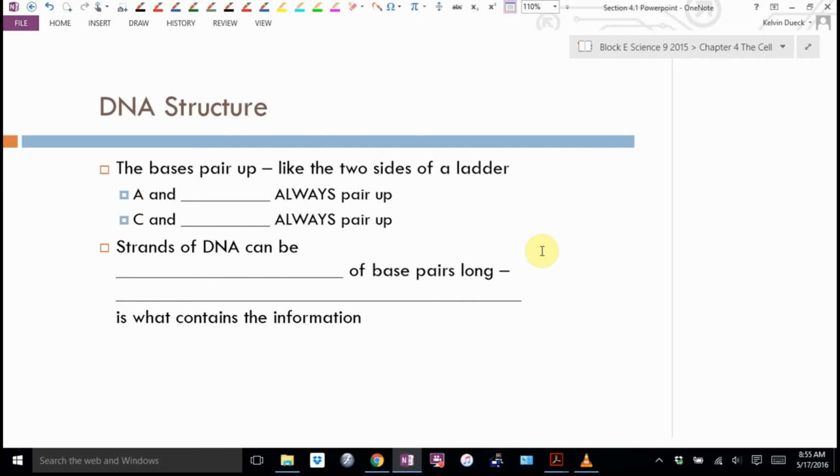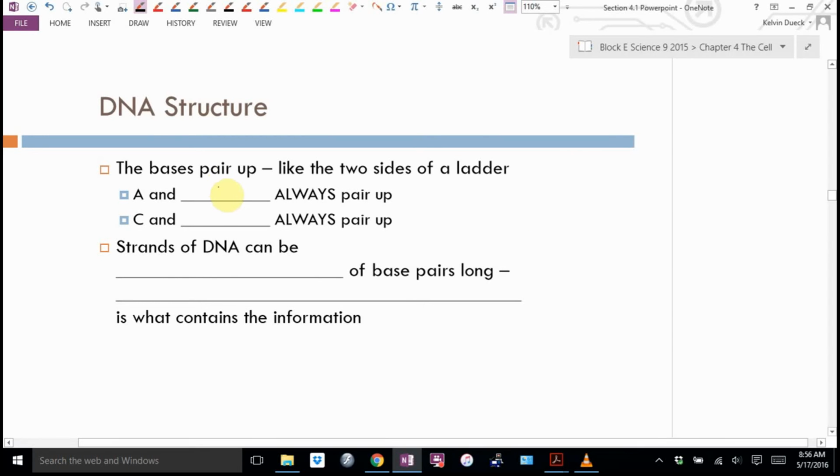Turns out the bases pair up like the sides of a ladder. So I'd like you to imagine a big long aluminum ladder, but then I'd like you to twist it so it spirals. Can you imagine that? You have to bend the aluminum, I realize. Okay? The bases pair up like the sides of a ladder.